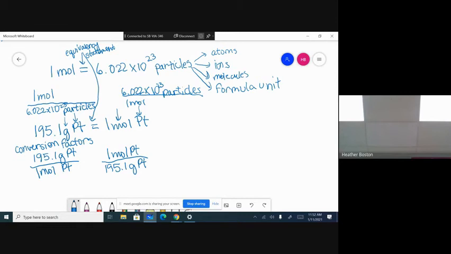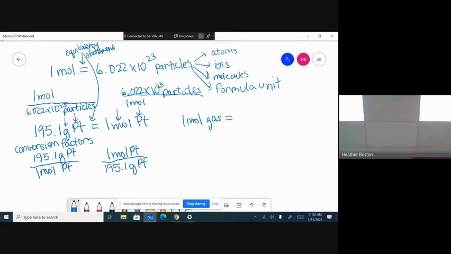I'm going to add one more equivalency statement and conversion factor that you're going to be using for these conversions, and that's in 1 mole of any gas at STP. What STP means is standard temperature and pressure. STP is about where we are at room temperature. It's kind of close to STP, but it's close enough where it works for us.